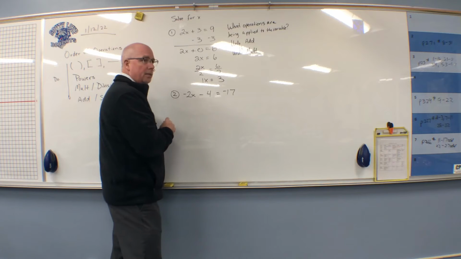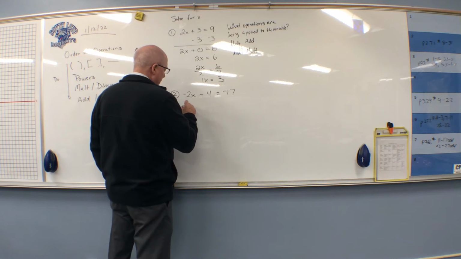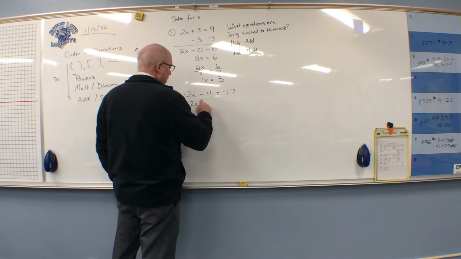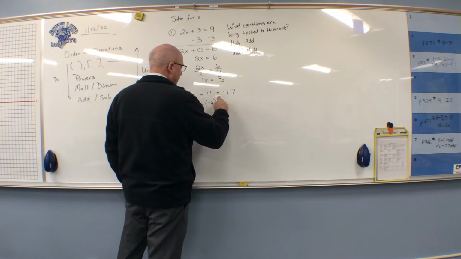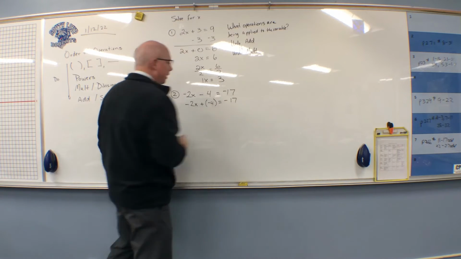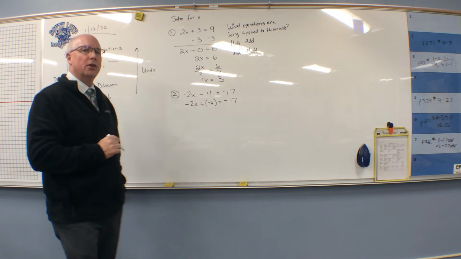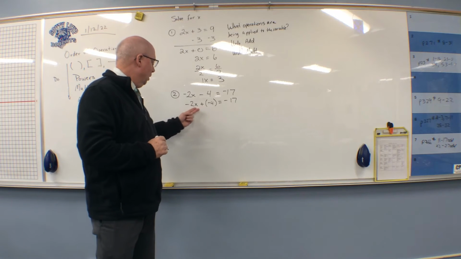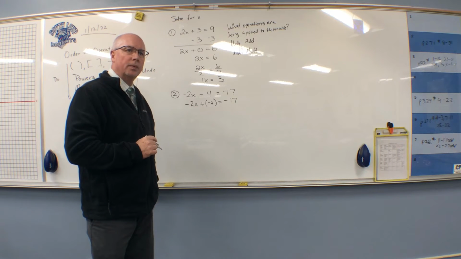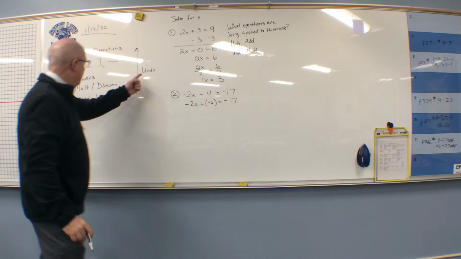So I'm going to write, tell me what to write, Mr. Lords. Negative 2x plus negative 4 equals negative 17. Very good. I changed it to addition. Allie, what do I get rid of first? Do I get rid of the -4 or do I get rid of the -2? No. What do I undo first?